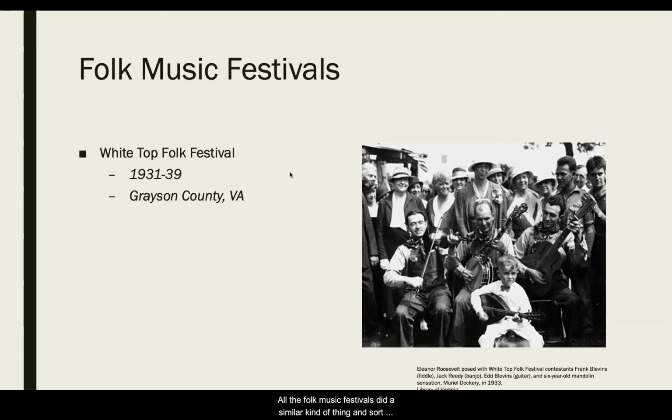The folk music festivals did a similar kind of thing in sort of cherry-picking the music and making it seem like a whites-only kind of musical style. The White Top Folk Festival that took place from 1931 to 39 in Grayson County, Virginia is a good example of that. The organizers of that really did not want those festivals to be associated with what they called unwanted influences like the blues, which essentially meant African Americans or any people of color.